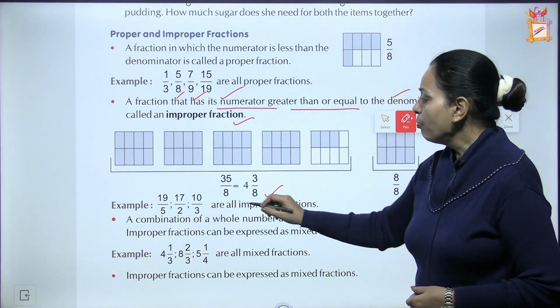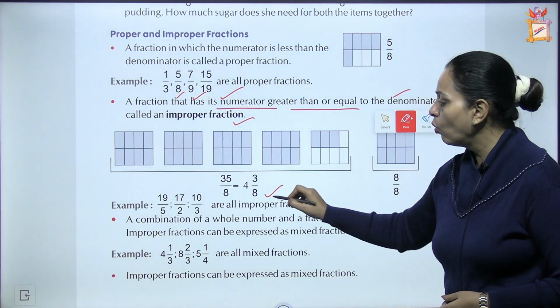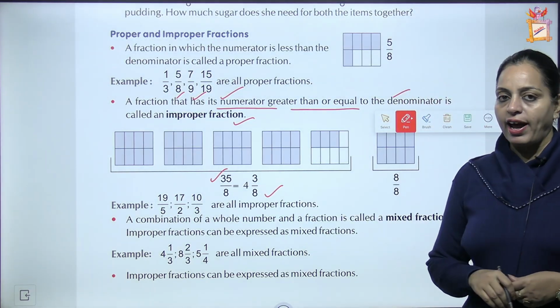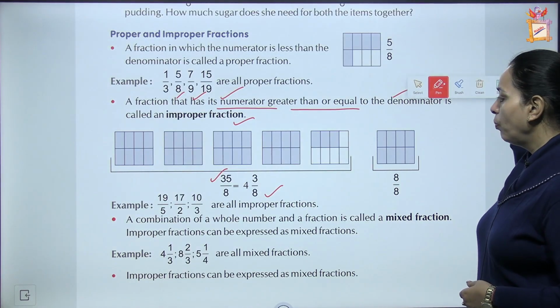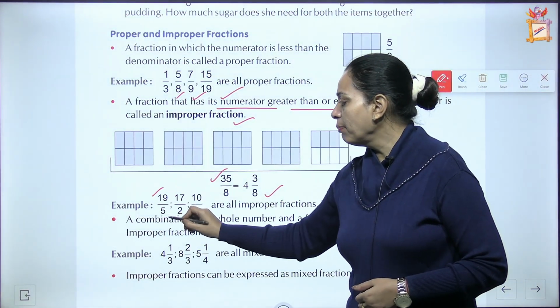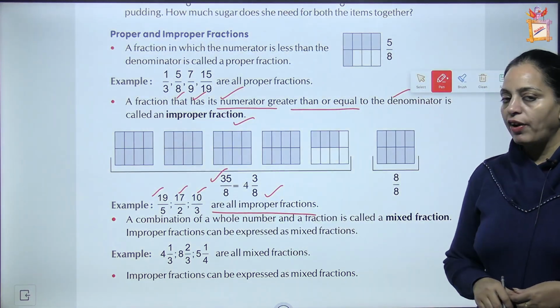Like you can see 35 out of 8. It means 4 whole 3 by 8. So this is the improper fraction. Okay, so I hope this is clear to you. Now see here example 19 by 5, 17 by 2, 10 by 3, all are improper fraction.